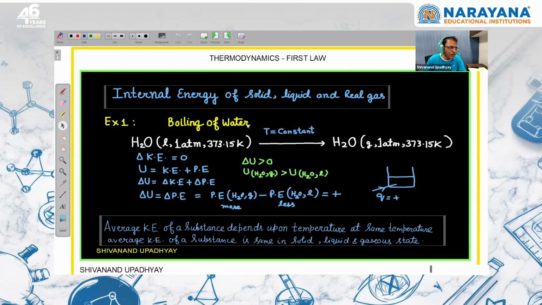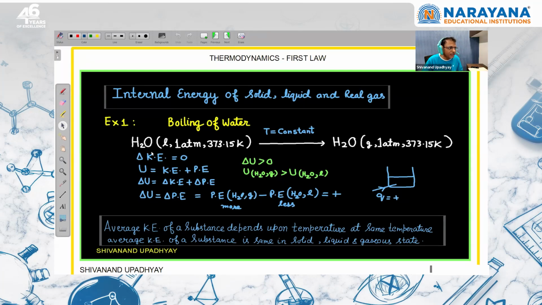Suppose we are talking about boiling of water. So H2O in liquid state at 1 atm and 373 Kelvin is converted into H2O in gaseous state at 1 atm and 373 K. So this is the normal boiling point of water. The average kinetic energy, meaning kinetic energy per molecule, only depends on temperature. It is independent of the state of matter. Either it is in liquid state or in gaseous state or in solid state. Average kinetic energy of any substance only depends on temperature. It is independent of the state of matter.